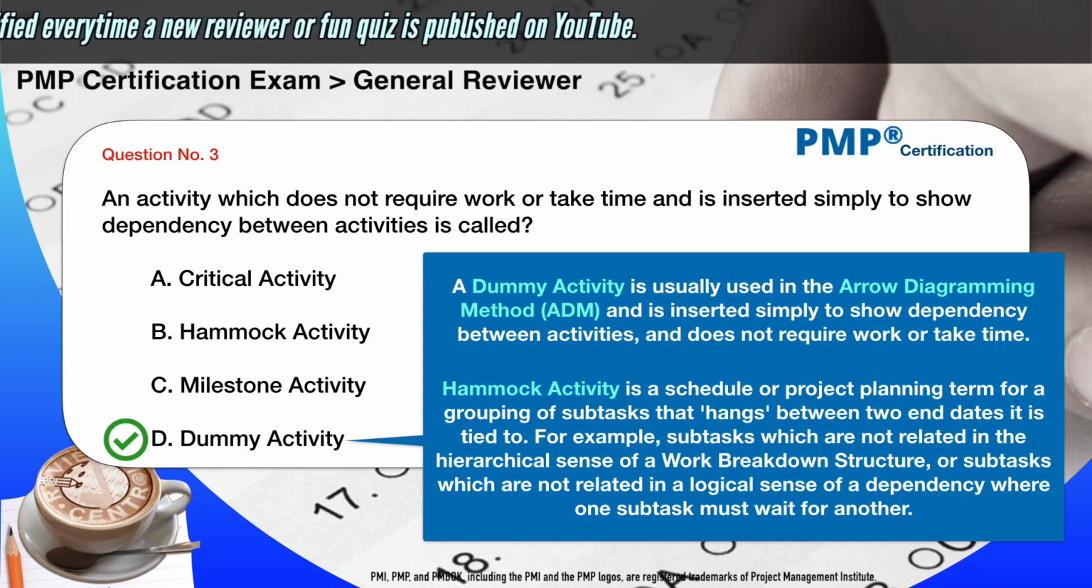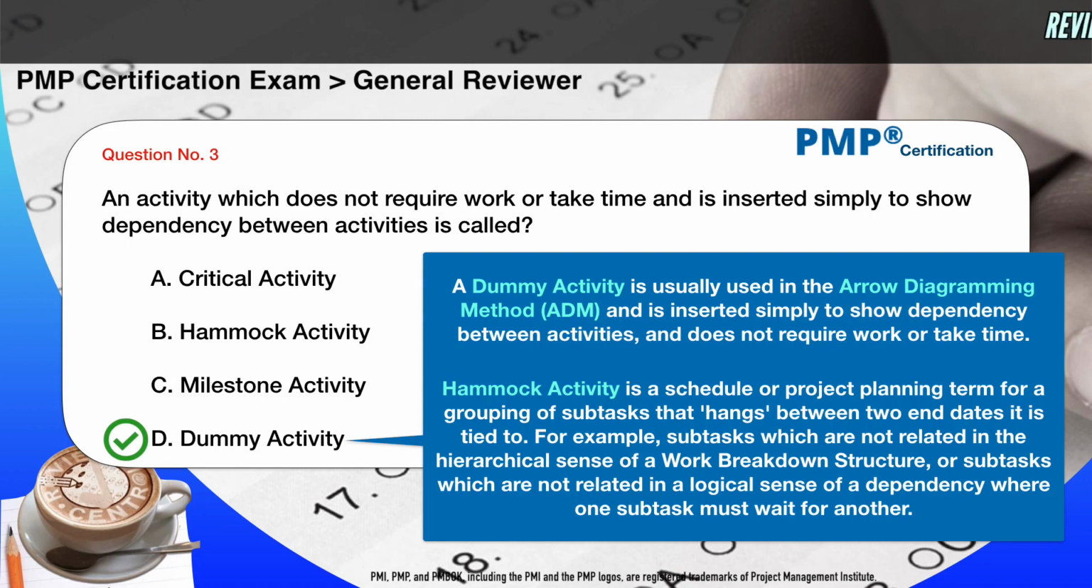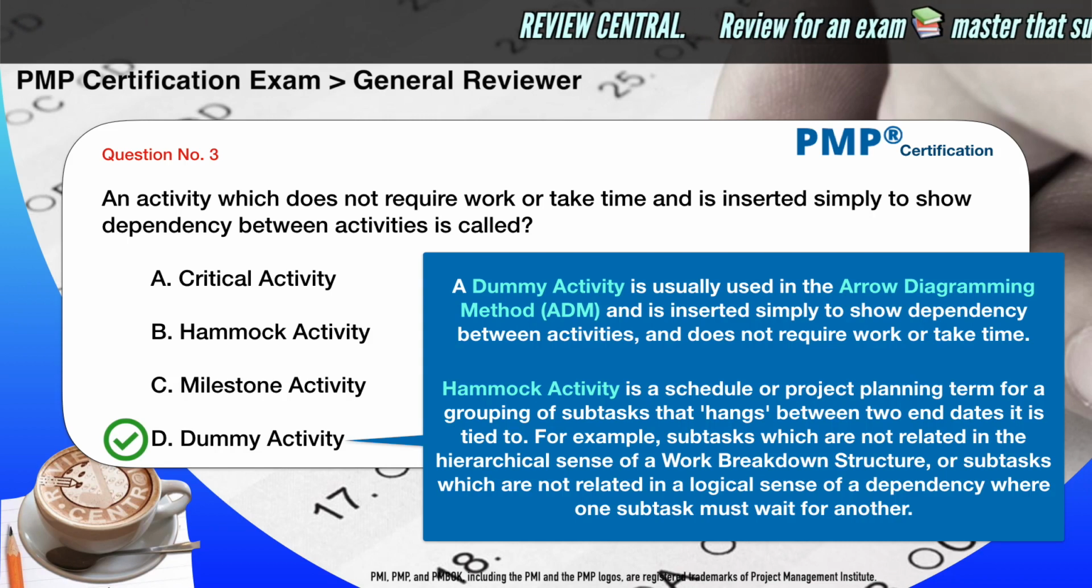Hammock activity is a schedule or project planning term for a grouping of subtasks that hangs between 2 end dates it is tied to, for example, subtasks which are not related in the hierarchical sense of a work breakdown structure, or subtasks which are not related in a logical sense of a dependency where one subtask must wait for another.